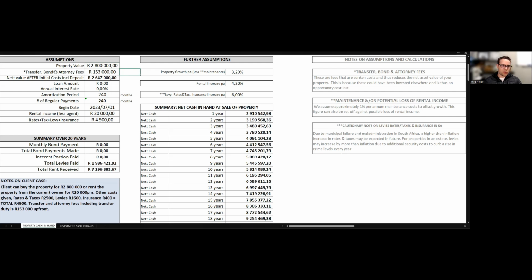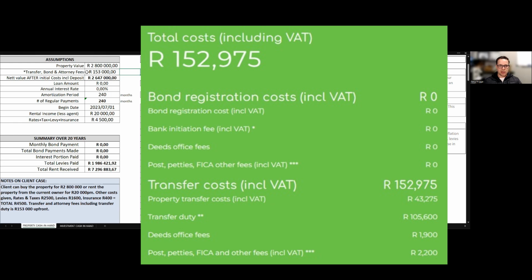Now, there's no bond registered against this property, but the transfer fees, transfer duties and attorney's fees is 153,000 Rand. If there was a bond registered against this property, the total cost would come to around 203,000 Rand or 205,000 Rand, more or less.